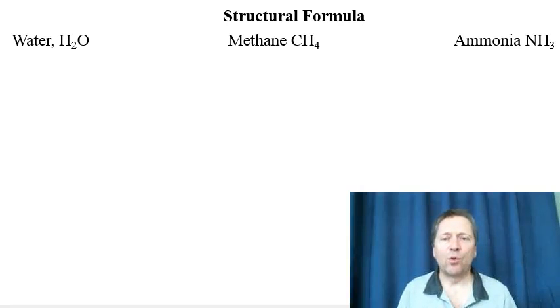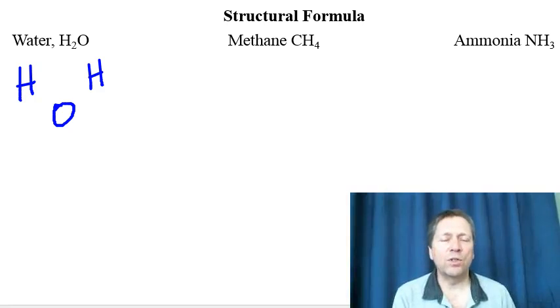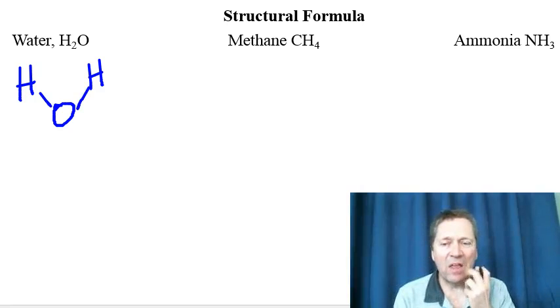Let's draw the structural formula of water. Now you might think that's pretty straightforward, but let's give it a shot. We've got 1 oxygen, and we've got 2 hydrogens. How can we draw the molecule in such a way that oxygen gets 2 bonds and each of the hydrogens gets 1 bond? Well, how about like that? There we go. Now the oxygen has 2 and each of the hydrogens has 1.